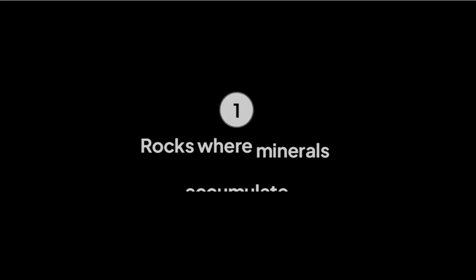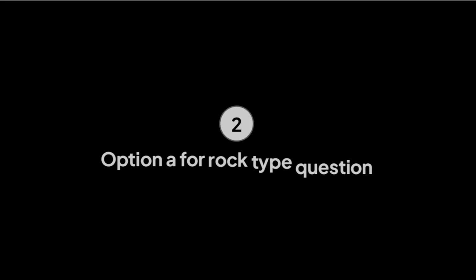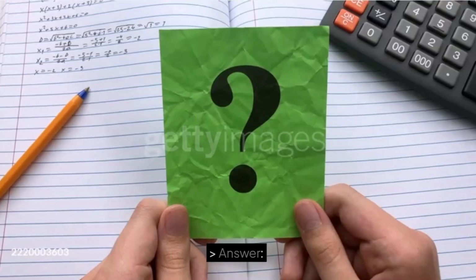Q3. Minerals are deposited and accumulated in the stratas of which of the following rocks? A. Sedimentary rocks, B. Metamorphic rocks, C. Igneous rocks, D. None of the above. Answer A. Sedimentary rocks.